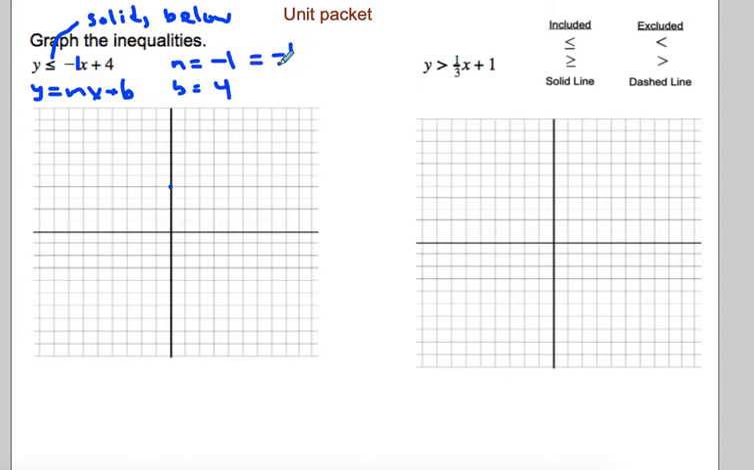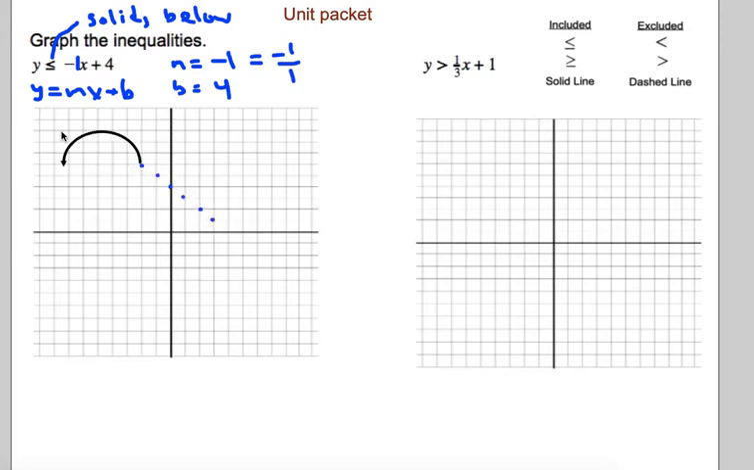For slope, we like to think about it as rise over run. We can turn it into a fraction by putting it over 1 if it isn't a fraction already. So from this one point, we're going to go down 1, over 1, down 1, over 1, down 1, over 1. Or the opposite way, up 1, left 1, up 1, left 1. Now because I see that equal sign, this is going to be a solid line.